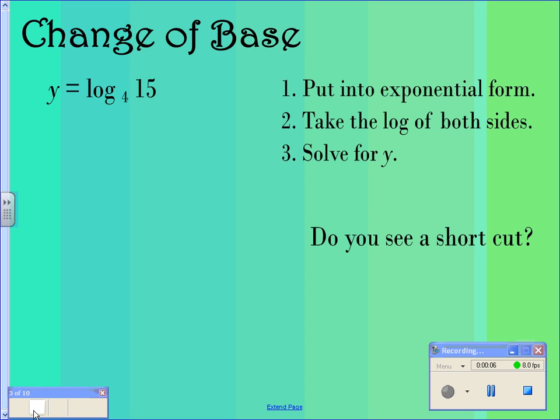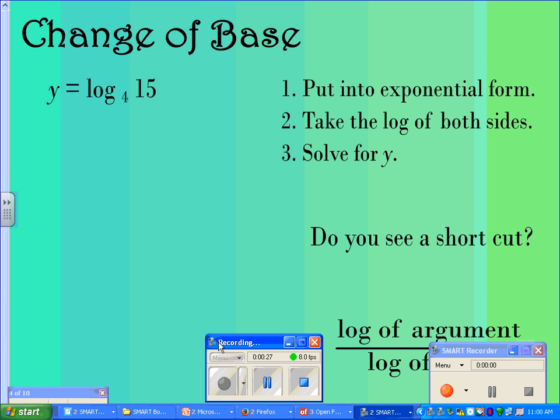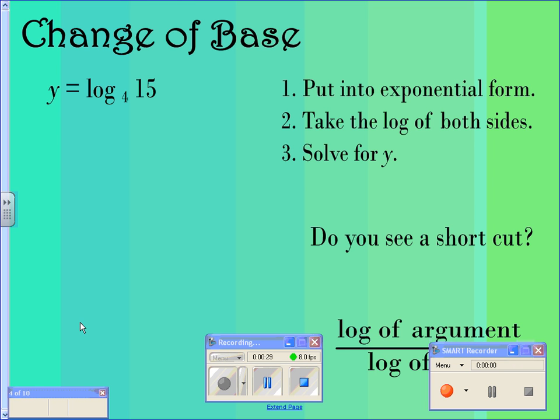Did you see a shortcut, maybe? We had log 15 over log 4. No, you can't cancel the logs. The log of the argument over the log of the base. That's the shortcut. Log of the argument divided by log of the base. Does that make sense?